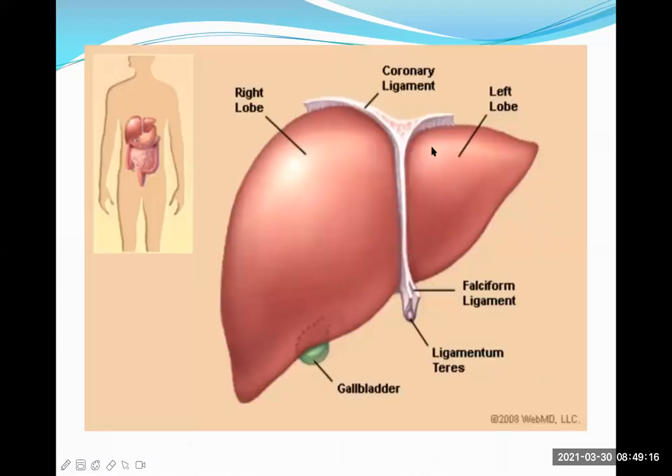Now, look at this picture first. This is the right lobe of the liver, and here is the left lobe. The falciform ligament is arbitrarily dividing this liver into the two lobes. Now, these are the coronary ligaments. These are folds of the peritoneum, and they form the right and left triangular ligaments. So these are the different ligaments of the liver, which act as suspensory ligaments, meaning they act like a support to the liver. They keep the liver in place.